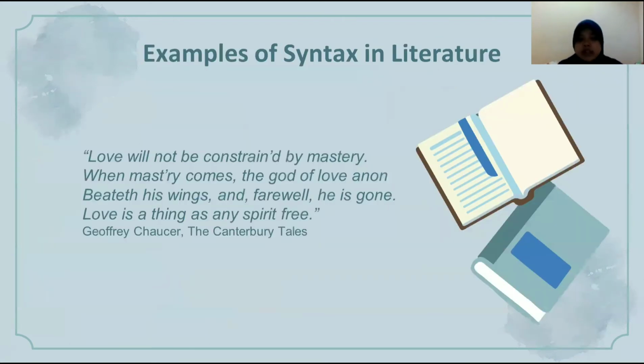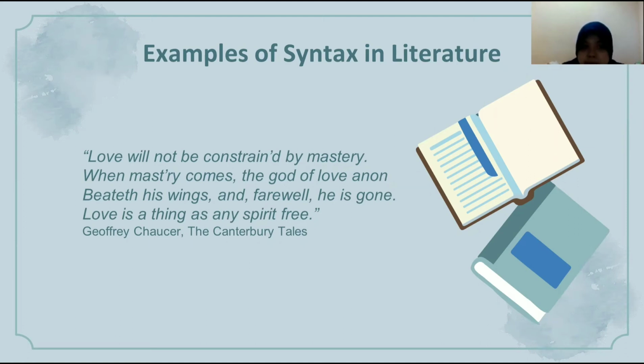And the last example is from The Canterbury Tales by Geoffrey Chaucer. "Love will not be constrained by mastery. When mastery comes, the god of love anon beats his wings, and farewell, he is gone. Love is a thing as any spirit free."